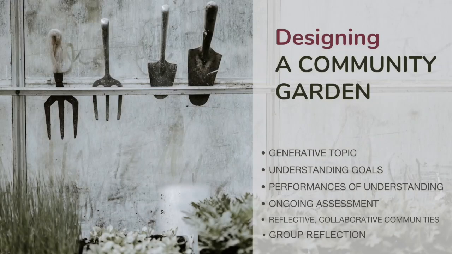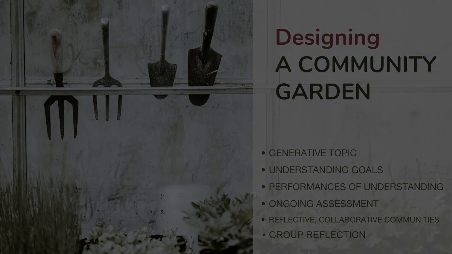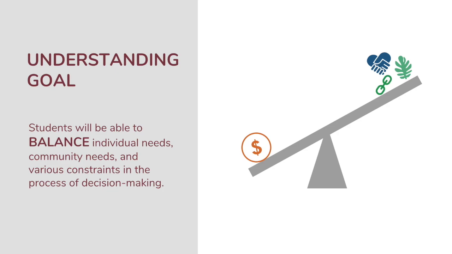Our generative topic is designing a community garden. Through the activities incorporated in this unit, we unite the subject areas of biology, math, and social sciences to have 9th and 10th grade biology students plan for building a garden. In the process of designing a community garden, students will learn to make decisions that balance the needs of the community with individual needs and various constraints, which necessitates a way of thinking that will be transferable to other contexts.